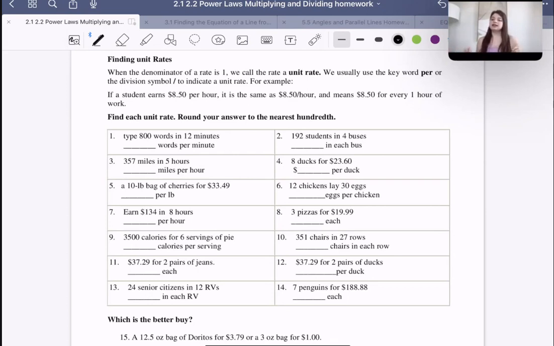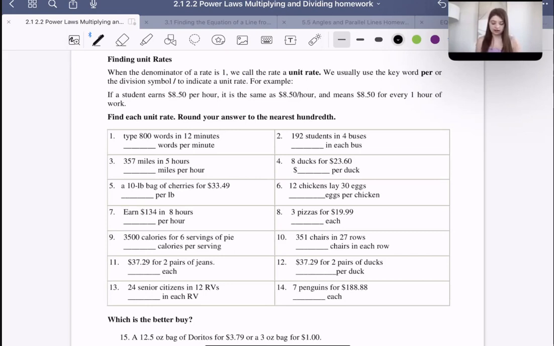Whereas if I say I can type 300 words in 3 minutes, we're no longer at a unit rate because a unit rate is per 1 unit, right? Per 1 minute in this case, or per 1 hour, whatever the case is. Okay. And we usually use the word per or the division symbol to indicate that unit rate as well.